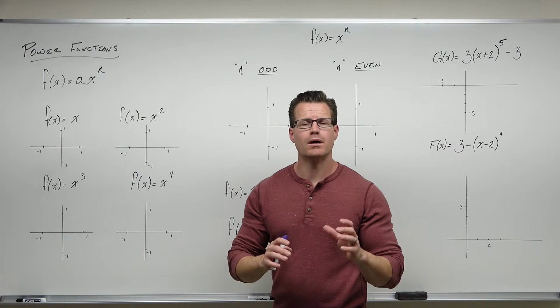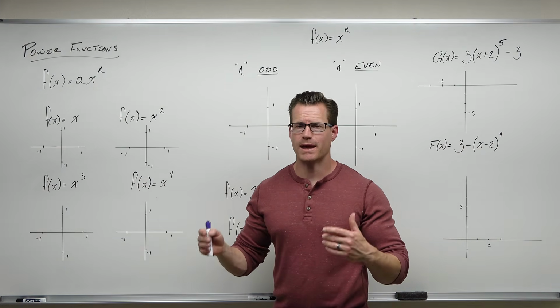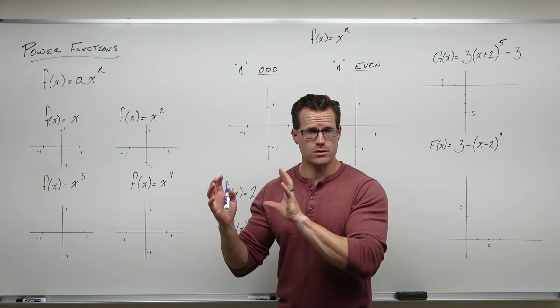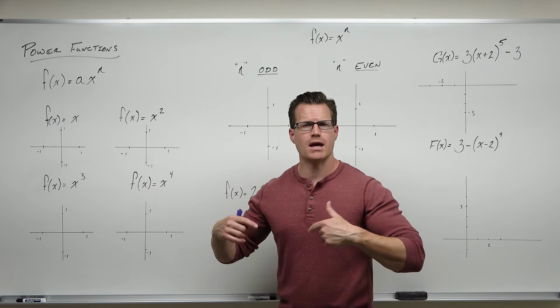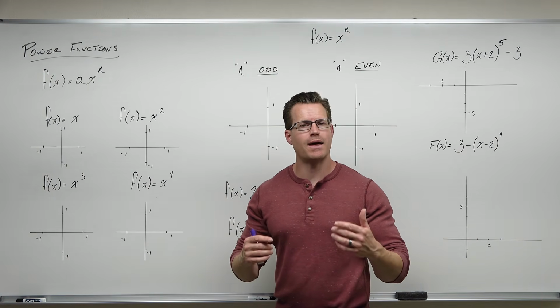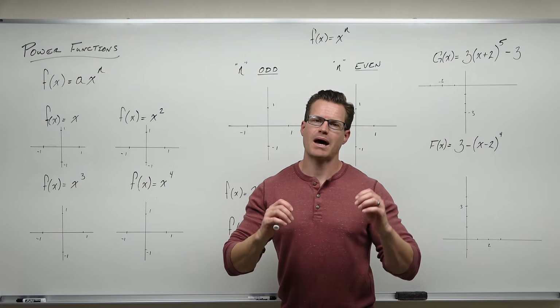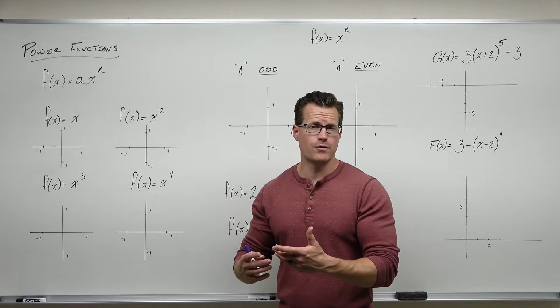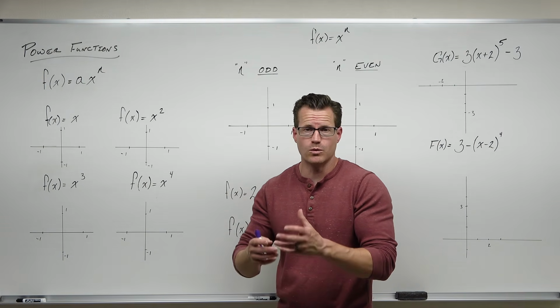Here's what's going to happen. When you have a polynomial and you have found your leading term, the end behavior of your polynomial is going to follow that leading term. And that leading term is a power function. So what a power function means, it's just a polynomial with one term.